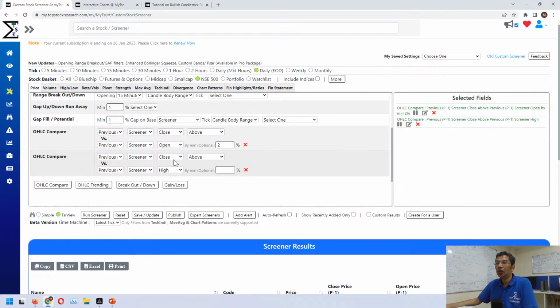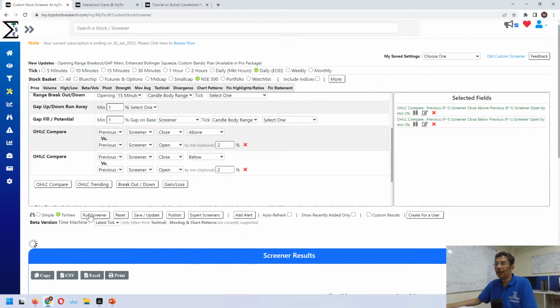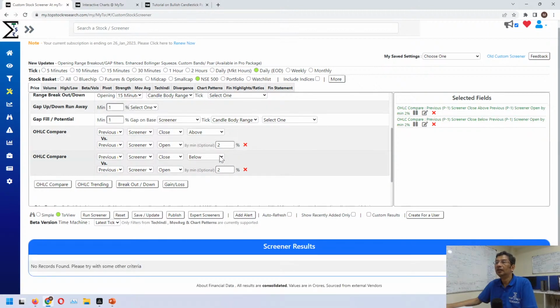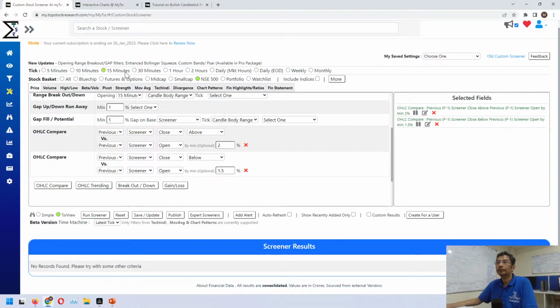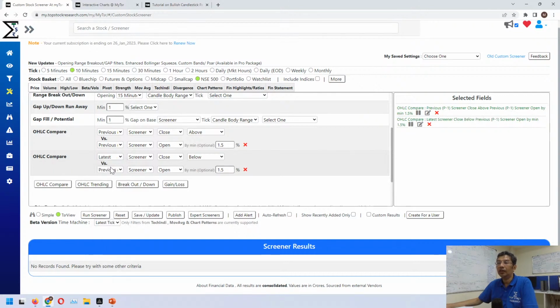So the latest close is lower than the previous open by 2%. What we are doing is adding back to back two candles. Oops, no record. Again, it's a rare pattern, so not very easy to get in the real world. But when you get it, it's powerful. Oh sorry, my fault, this should be latest.